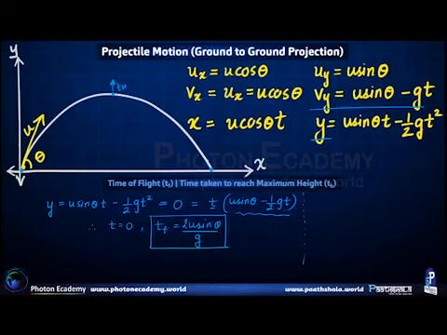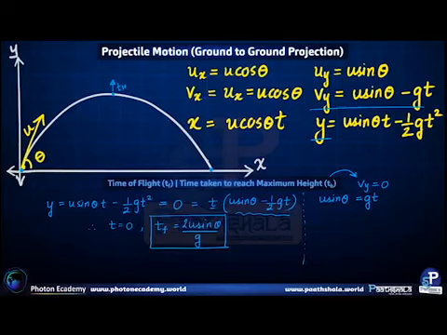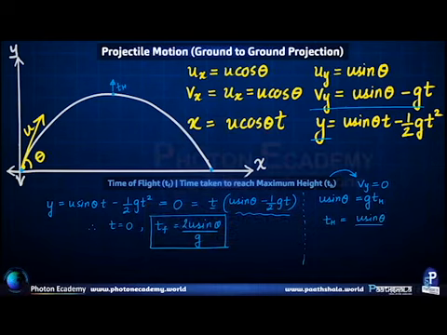So let's use this fact. By using this, we get u sine theta equal to gt. Remember, we are putting Vy equal to 0. So after putting Vy equal to 0, in order to find the time taken to reach maximum height th, you get u sine theta is equal to gt. This happens to be the time taken to reach the maximum height, t subscript h, and hence th we are going to get as u sine theta upon g.